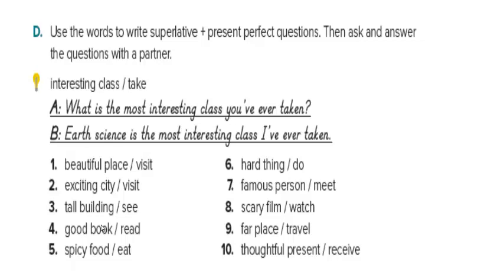Can we do this with the rest of the sentences? Of course we can. Beautiful place, visit. What are you going to say? How can you ask? What's the most beautiful place you've ever visited? And one would say, Mecca is the most beautiful place I have ever visited. Another one would say, oh, it is Farasan Islands. And so on.